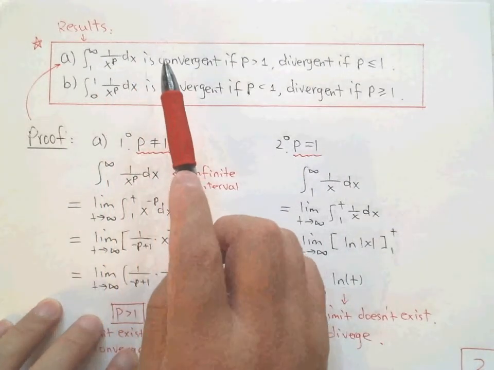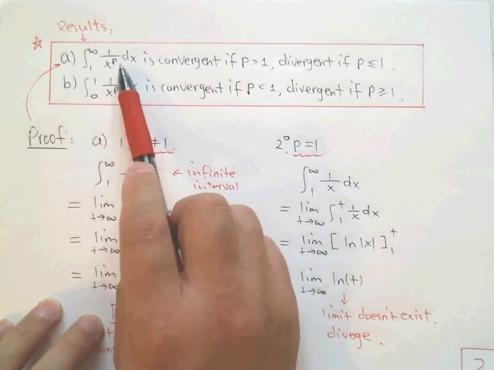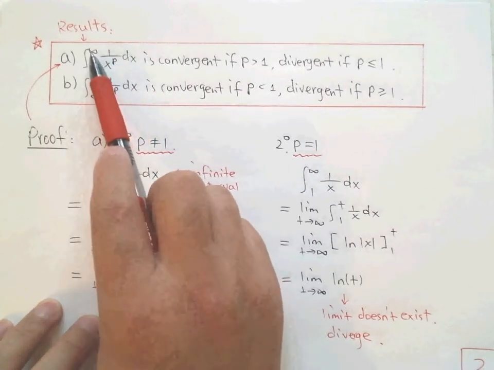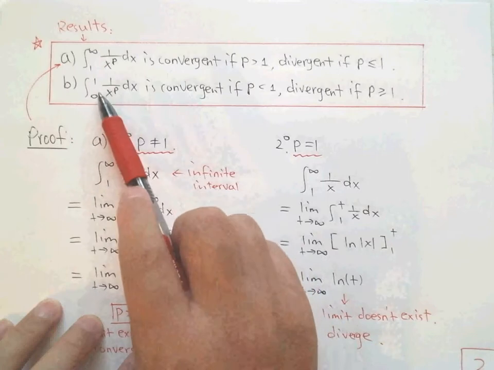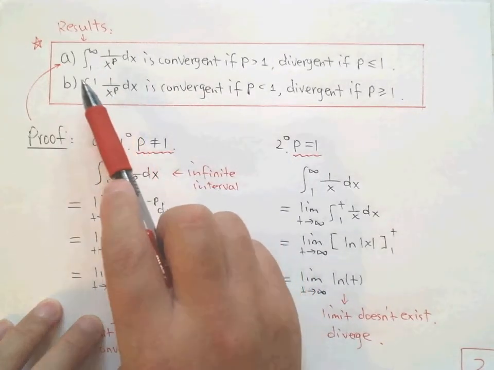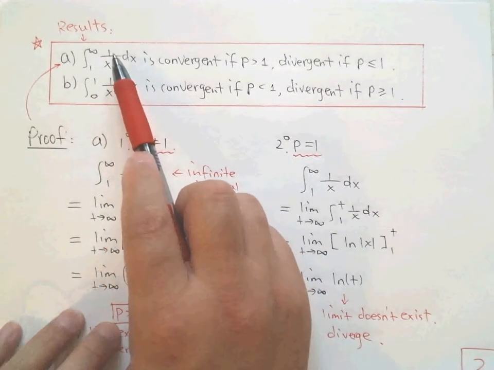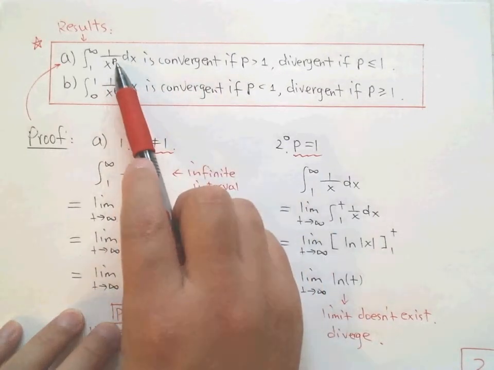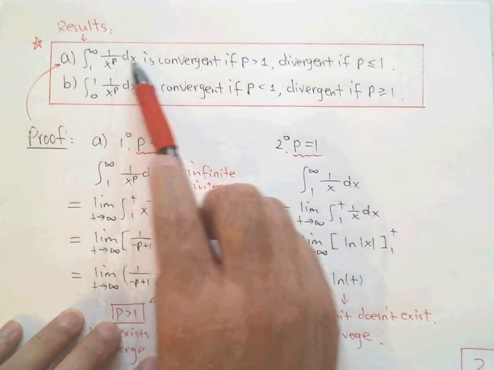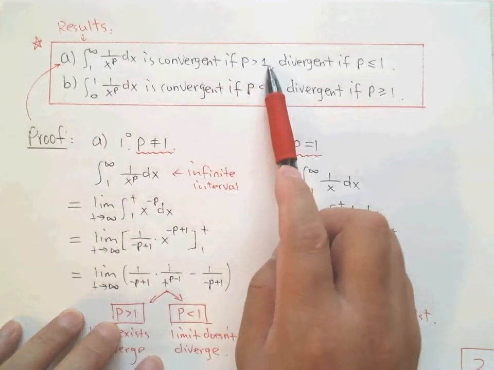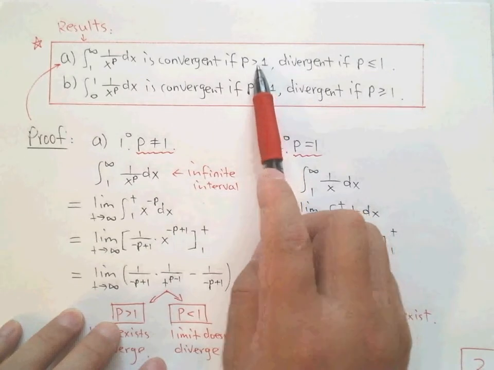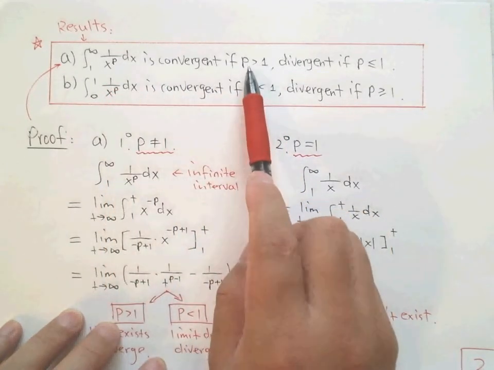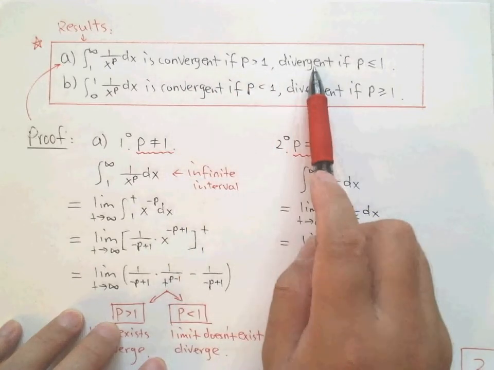Let's look at the first case. This is an infinite interval, right? The second case is the discontinuous type. The first is convergent not for all p, only when p is greater than 1. I will show you the proof later. Look at this integral, it's very easy. Only p greater than 1 is convergent, and for all other cases, divergent.